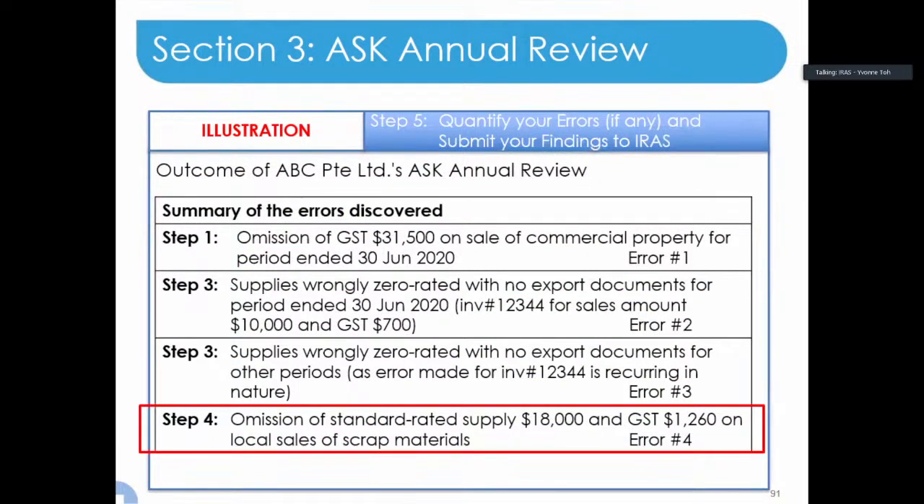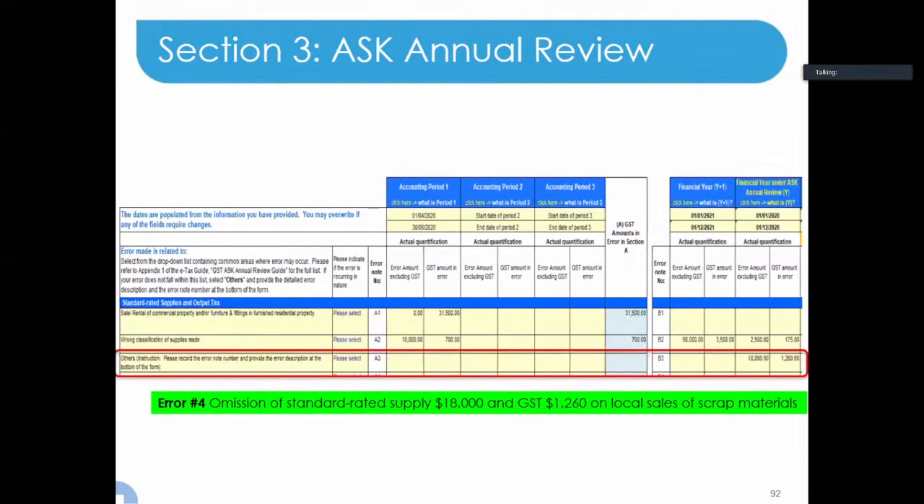So for the error discovered in step 4, which is the omission of local sales scrap of 18,000 and output tax, ABC would just need to fill in the description and the amount of error in the error notes of the error disclosure form. Here, ABC will need to report the sales value of scrap material and GST amount and indicate the description.